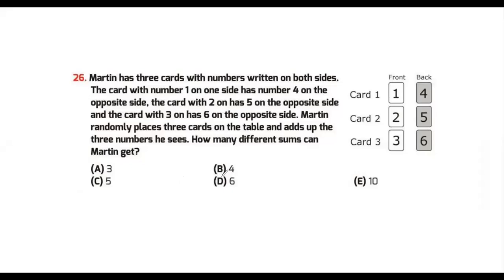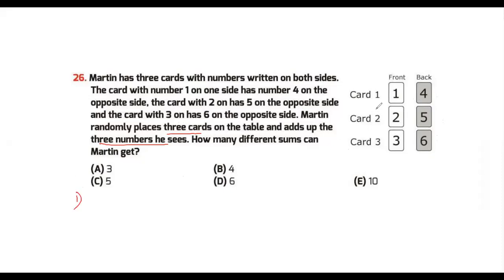Question number 26. Martin has three cards with numbers written on both sides. The card with 1 on one side has number 4 on the opposite side. The card with 2 on it has 5 on the opposite side, and the card with 3 on it has 6 on the opposite side. Martin randomly places 3 cards on the table and adds up the 3 numbers he sees. How many different sums can Martin get?